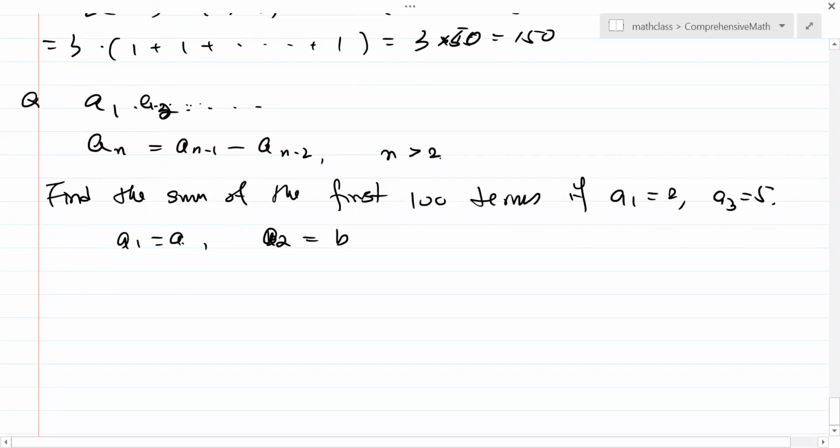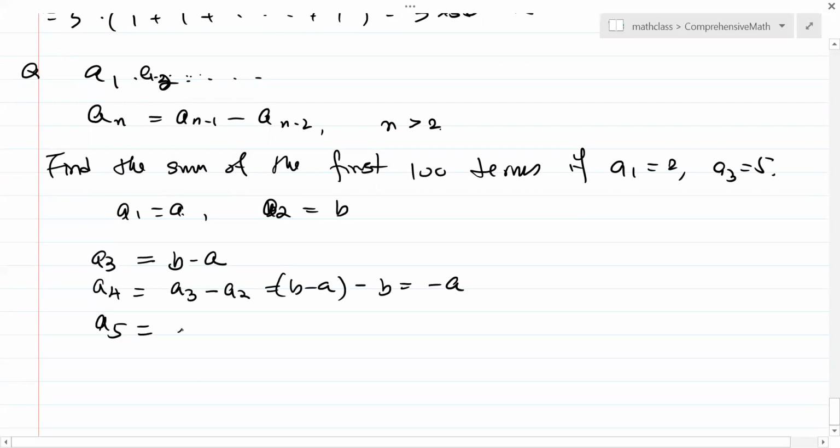Let me start. I want to get A3. A3 is A2 minus A1, which is B minus A. A4 is A3 minus A2. So it's B minus A minus B, so it's negative A. Not too bad.